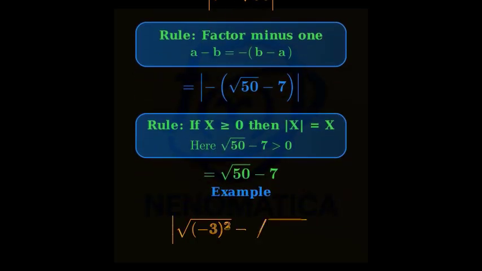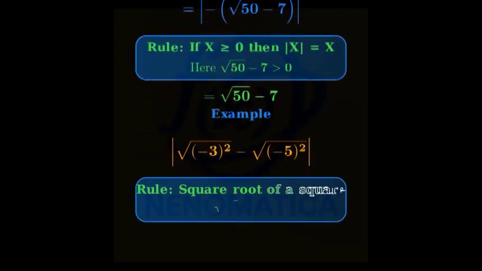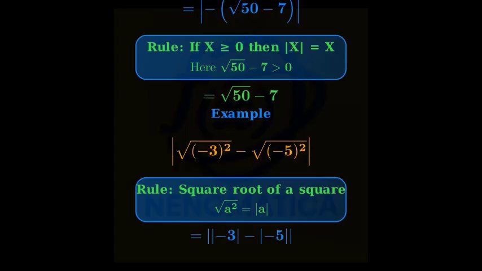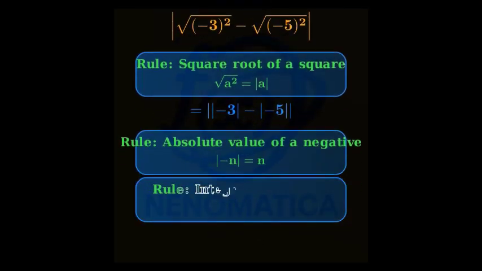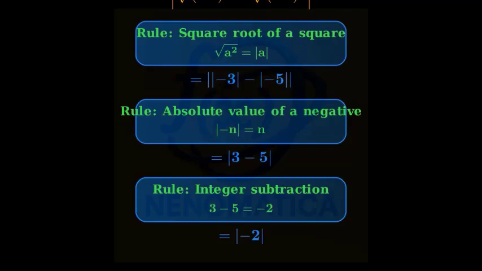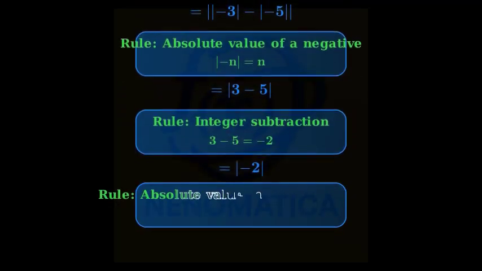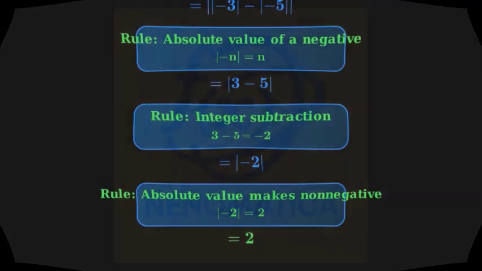Third example. Absolute value of square root of negative 3 squared minus square root of negative 5 squared. Apply the square root of a square rule to each term. Each becomes an absolute value. Evaluate each absolute value. Absolute of negative 3 is 3, and absolute of negative 5 is 5. Now subtract to get negative 2 inside the absolute value. Finally, the absolute value of negative 2 is 2.